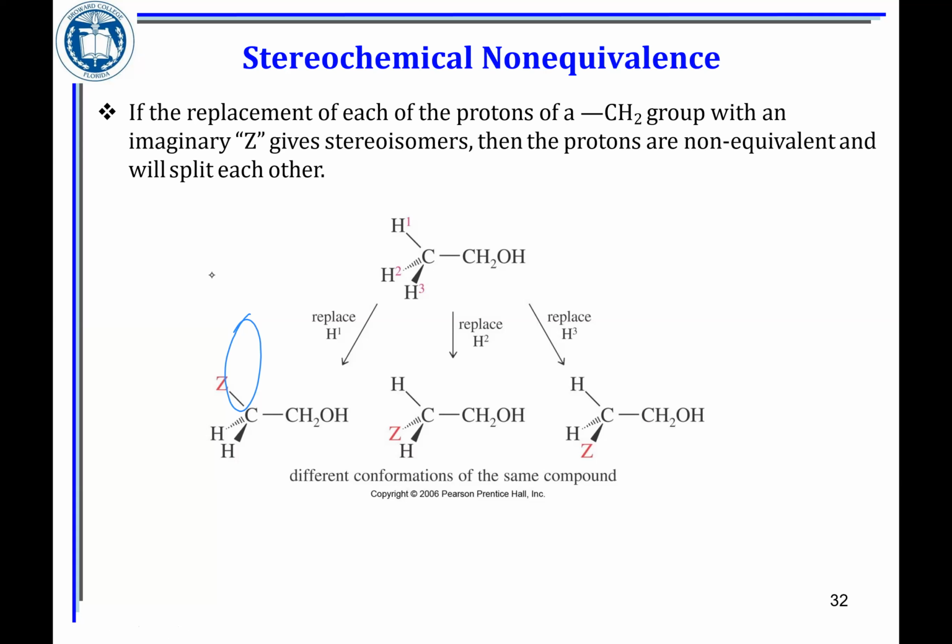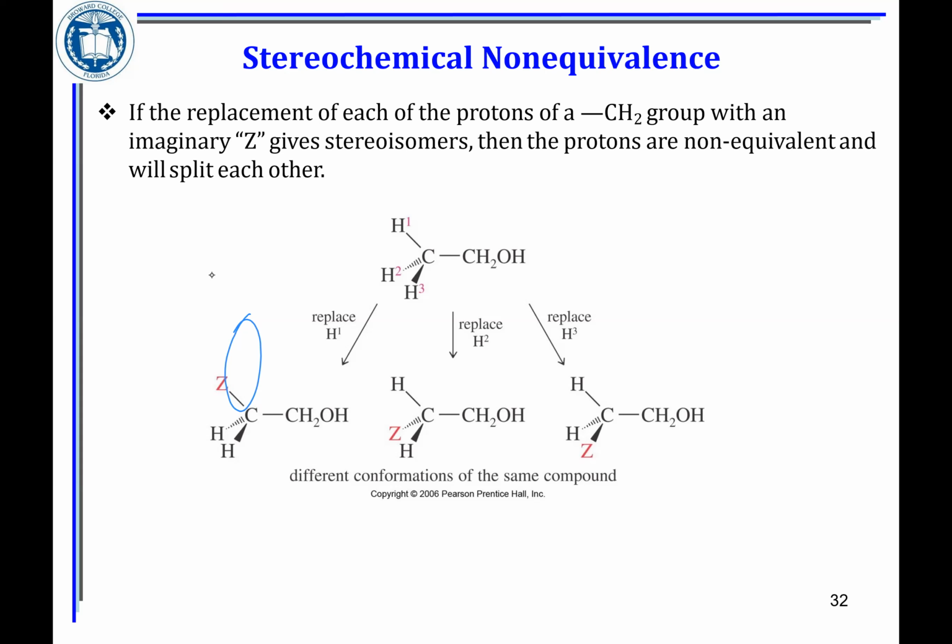Hydrogens that are equivalent or non-equivalent: stereochemical equivalence or non-equivalence is when you take one of these hydrogens and replace it with the group Z. If the molecule becomes chiral, then we could say that the hydrogens are non-equivalent. But if you replace it and it doesn't change the configuration or stereochemistry of the molecule, those hydrogens are chemically similar, or the same type of hydrogen.